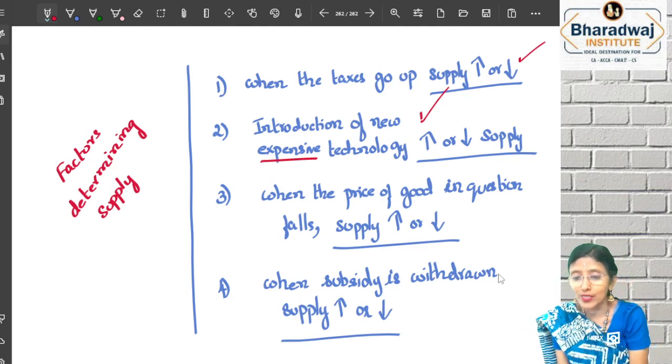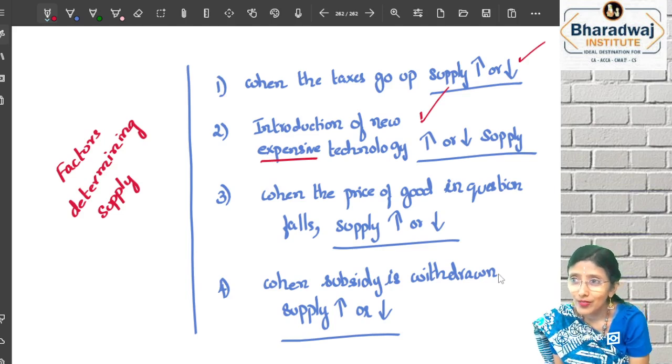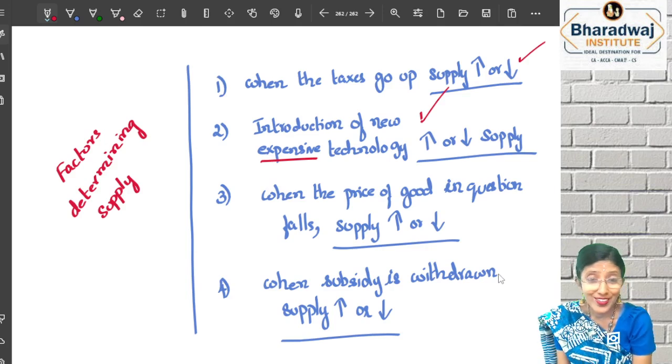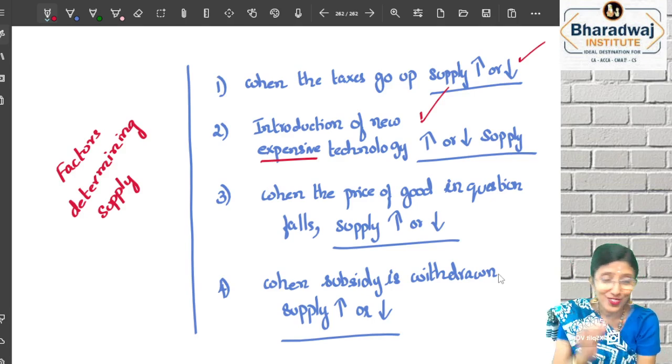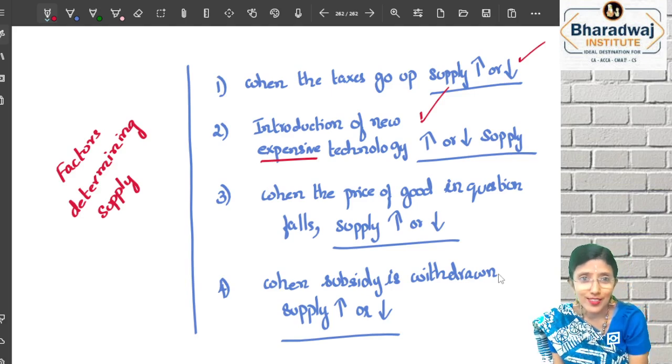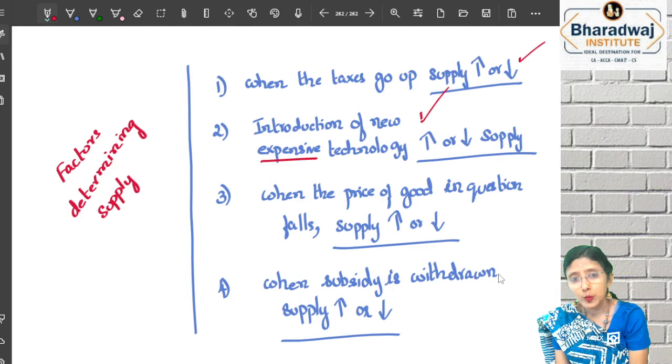When the price of the good in question falls, supply will increase or decrease? Decrease? Increase? Same game. Why do you say decrease? You are very weak. I can't even hear your voice in the first row. All of you need vitamin C tablets. What was the answer? Producers will not intend to supply more.